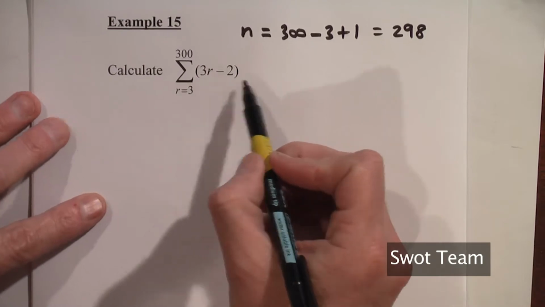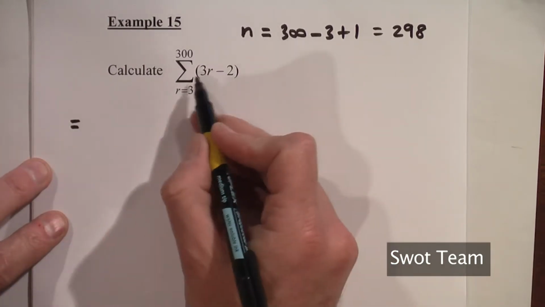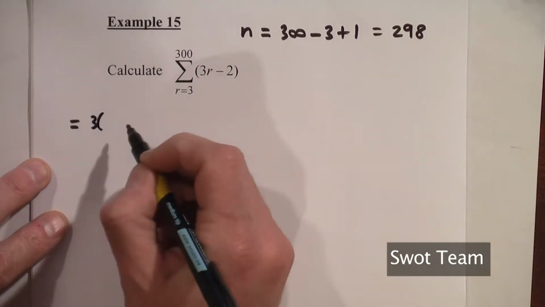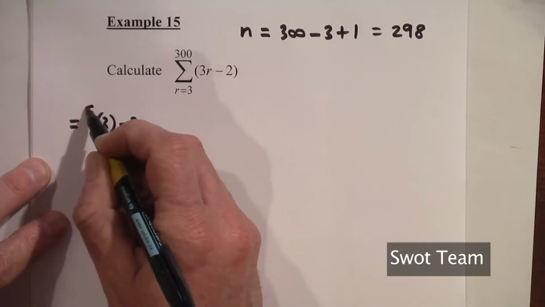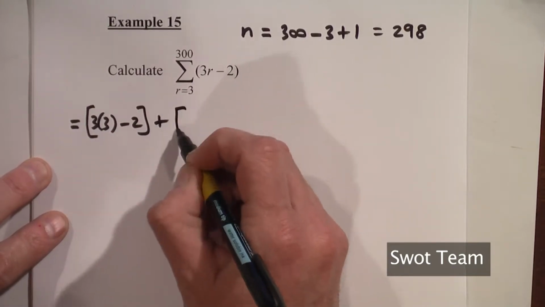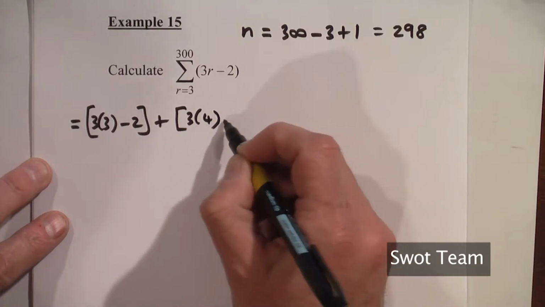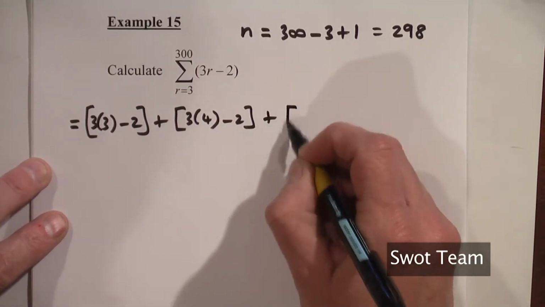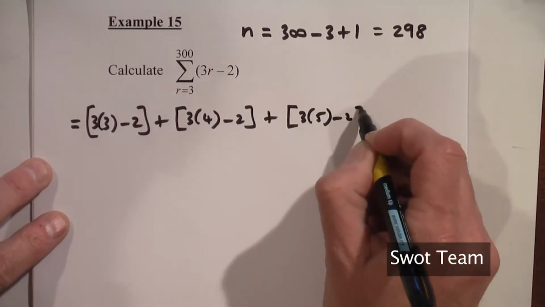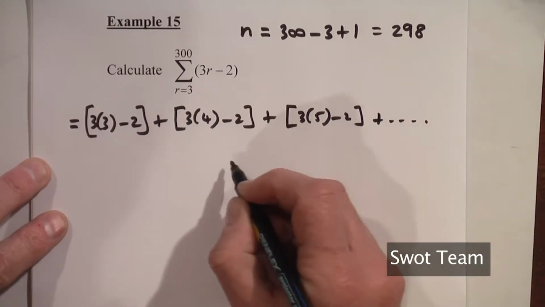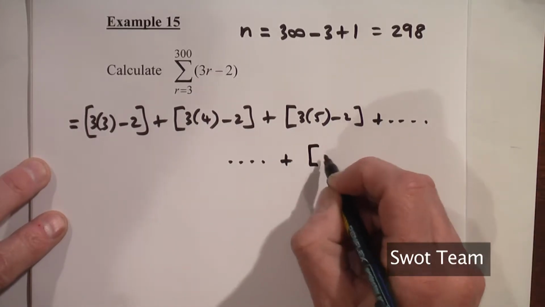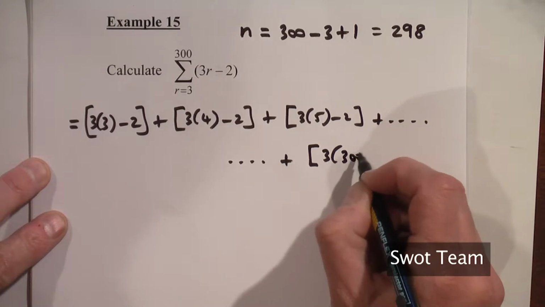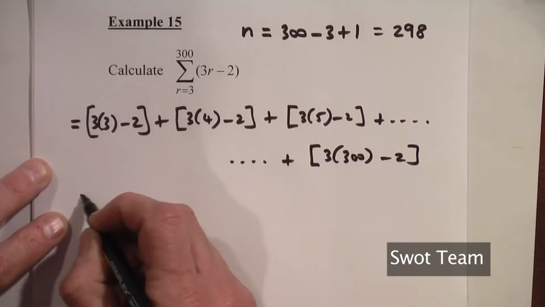Now let's expand this. Start at 3 and sub into there. 3 multiplied by 3 minus 2. There's your first term. What's the second term? 3 multiplied by 4 minus 2 plus the next one, 3 times 5 minus 2. And so we go all the way down to the very last term, 3 multiplied by 300 minus 2. So what does that come to?